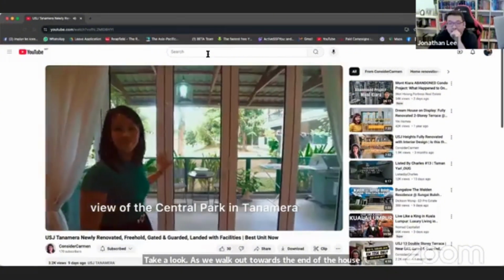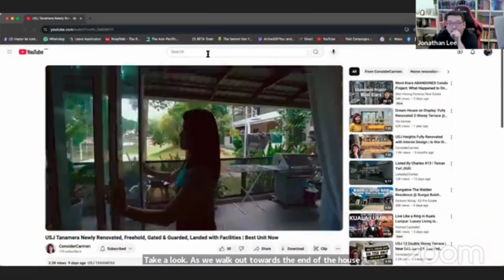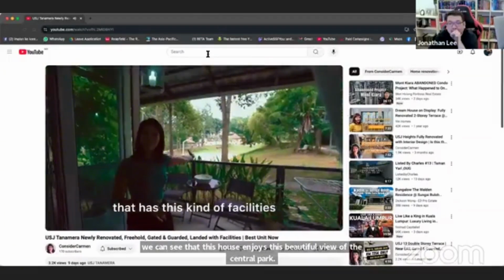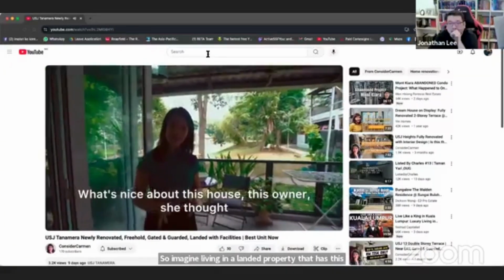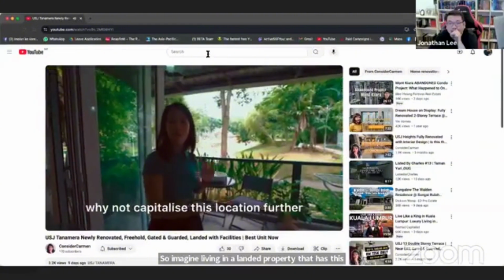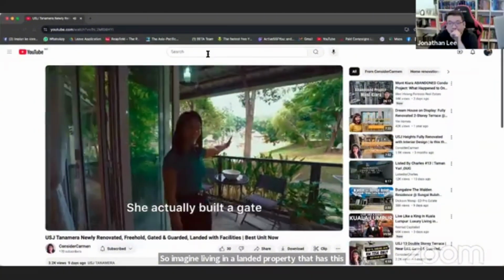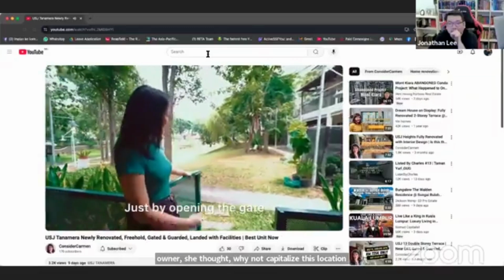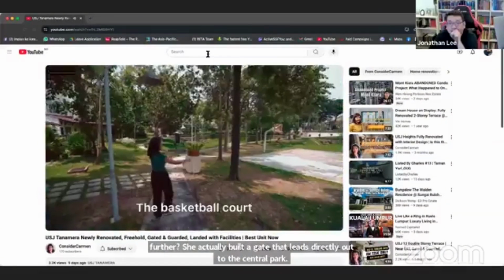Take a look. As we walk out towards the end of the house, we can see that this house enjoys this beautiful view of the Central Park in Tanah Merah. So imagine living in a landed property that has this kind of facilities. What's nice about this house, this owner, she thought, why not capitalize this location further? She actually built a gate that leads directly out to the Central Park. Just by opening the gate, you're right now at the Central Park. Yeah, the basketball court.